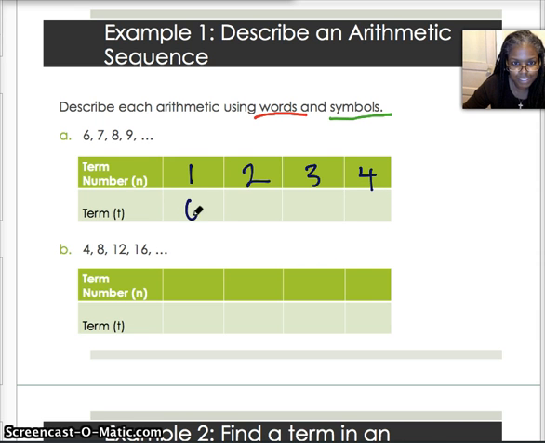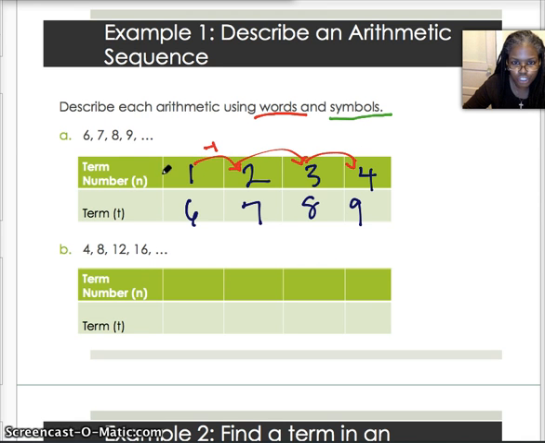The first term is 6, the second term is 7, the next is 8, and the following 4th term is 9. So now what we're going to do is relate this together. The words part of this really means that we're going to find the common difference. In order to find a common difference, we need to confirm the fact that we are going up incrementally from term to term, which we are.